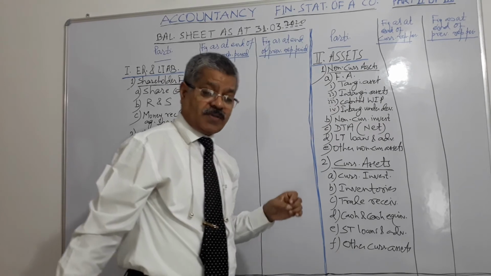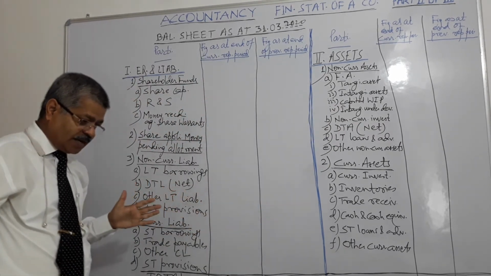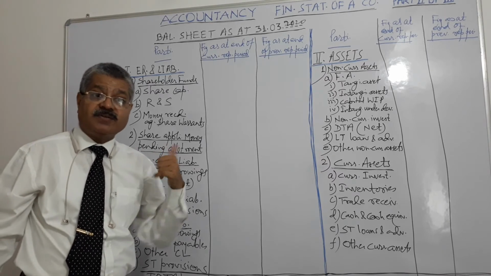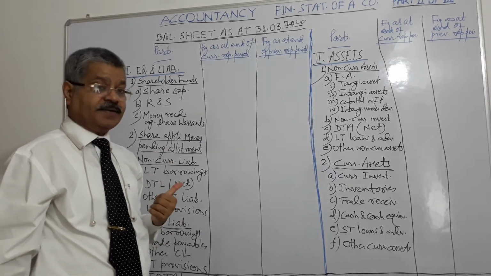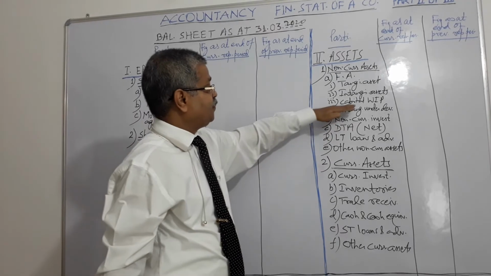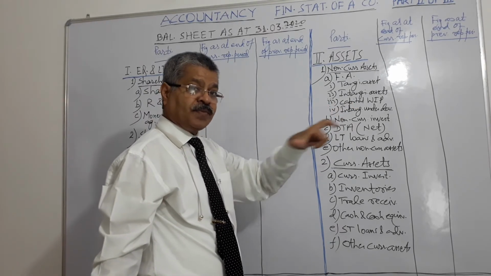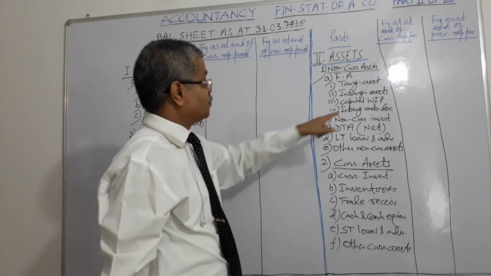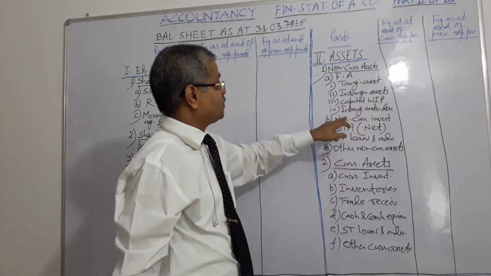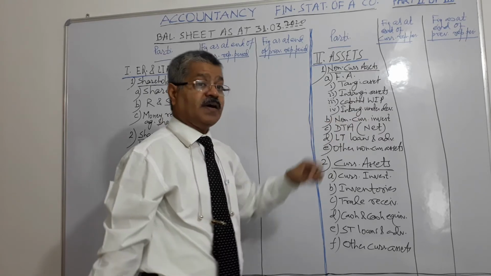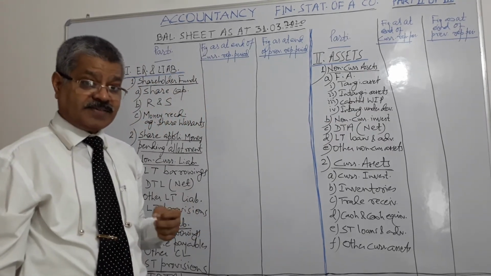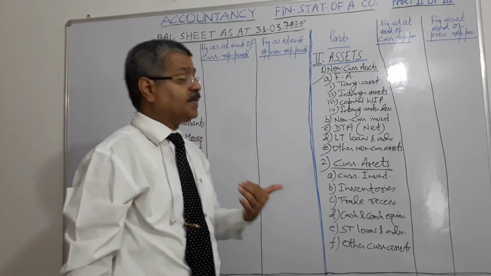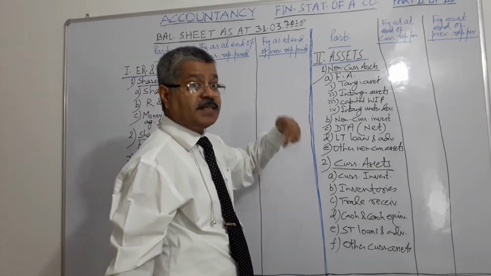Capital work in process. Certain capital work has been going on, but it has not been converted into capital goods yet. They are in between. They are under the process of getting converted into capital goods. Capital work in process. Then intangibles under development. Intangible assets are there, but they are yet to be recognized as intangible assets. They are in the process.